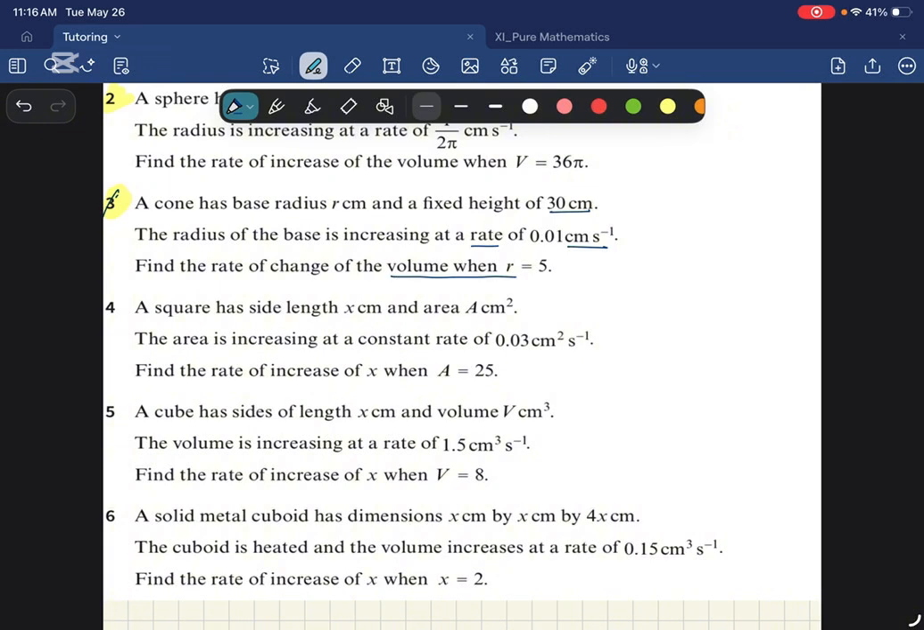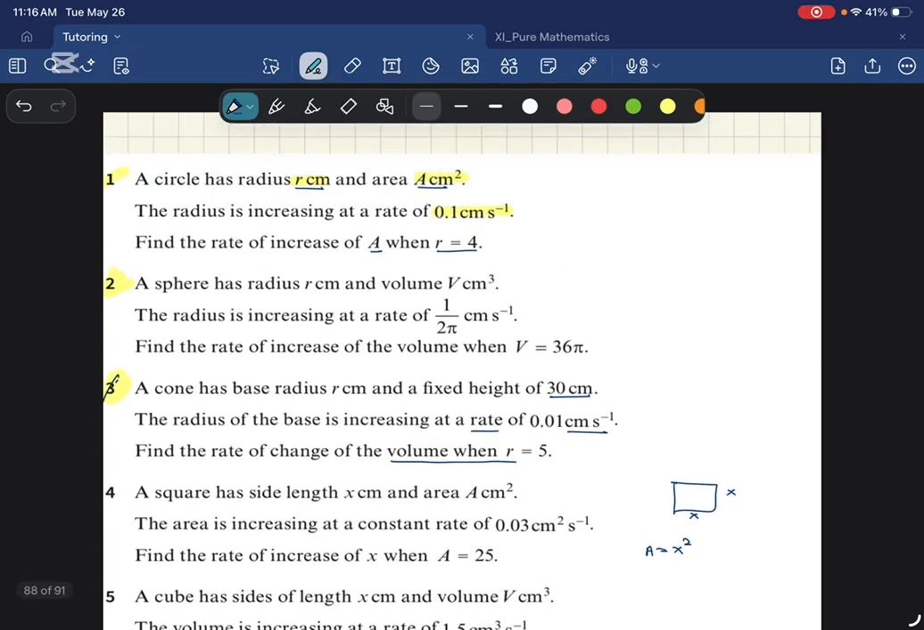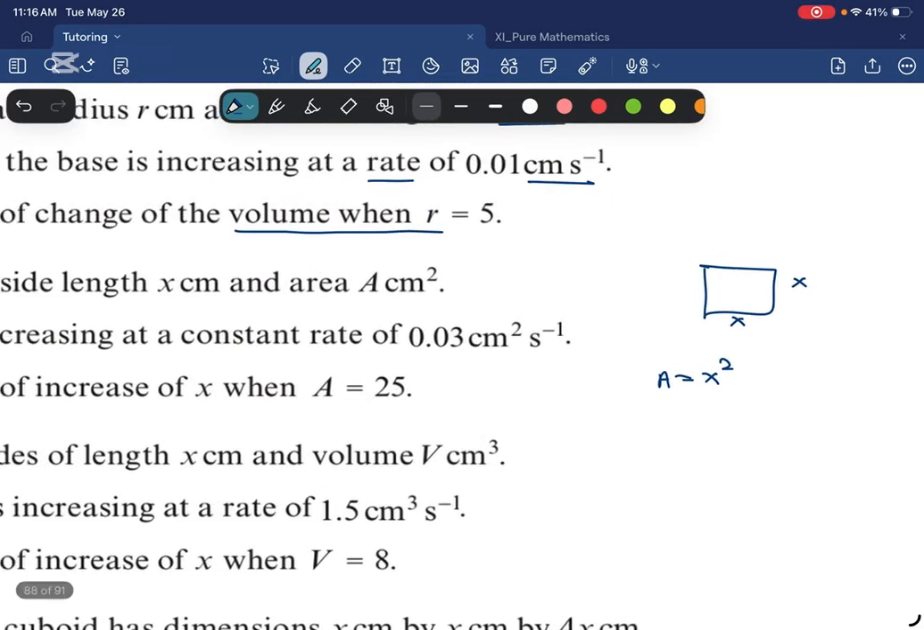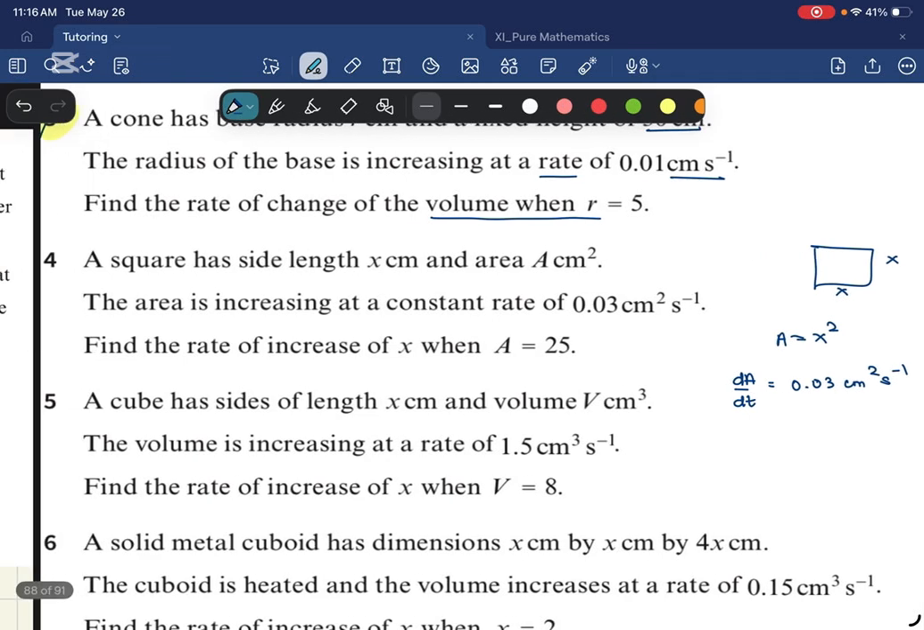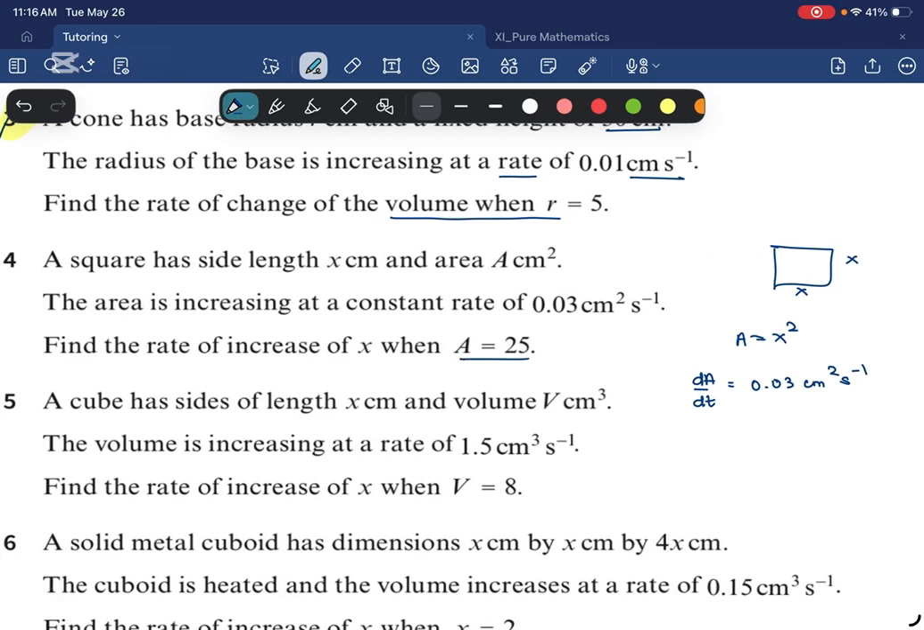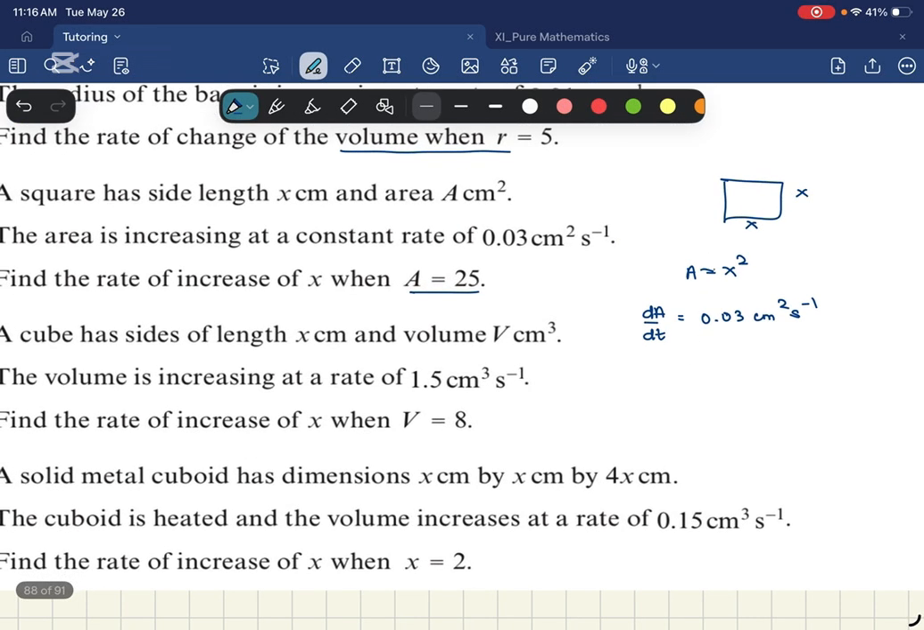All right. So a square has a side length of x. So we have a square. And remember, A is just x squared, right? If your side length is x, then area is x squared. And x is in centimeters. So the area, so dA by dt, is going to be 0.03 centimeter squared per second. And find the rate of increase of x when A is 25. All right. So we know if A is 25, then x has to be 5, positive, because we are talking about lengths. Lengths cannot be negative, right? So we have this expression.